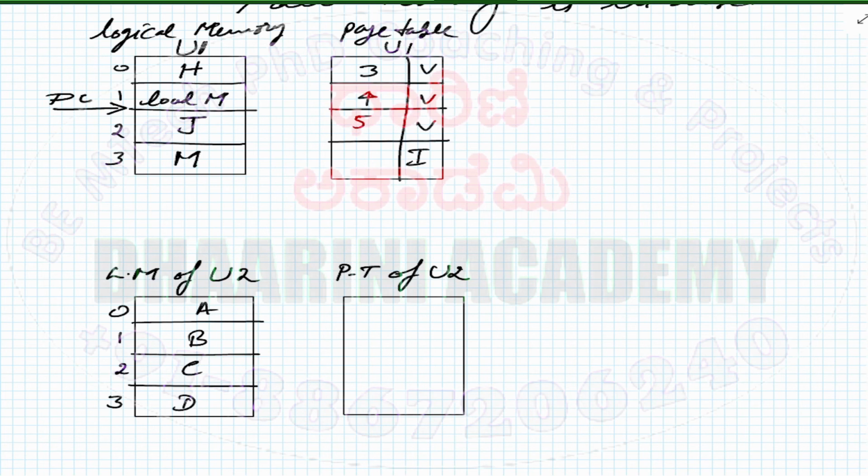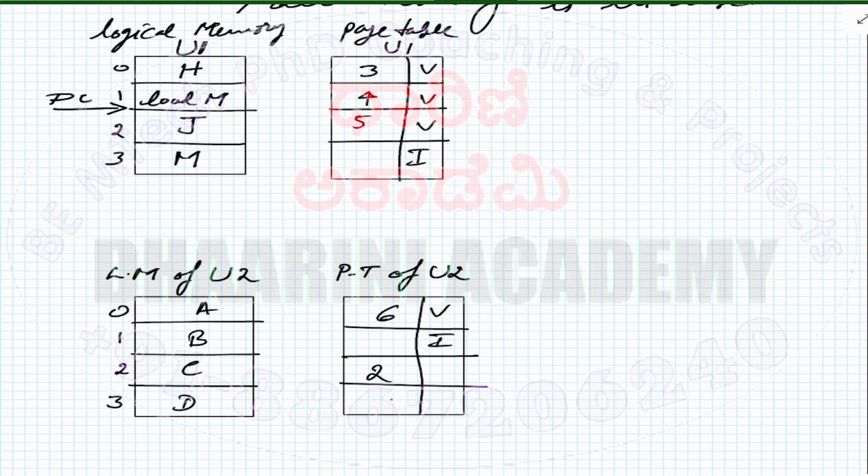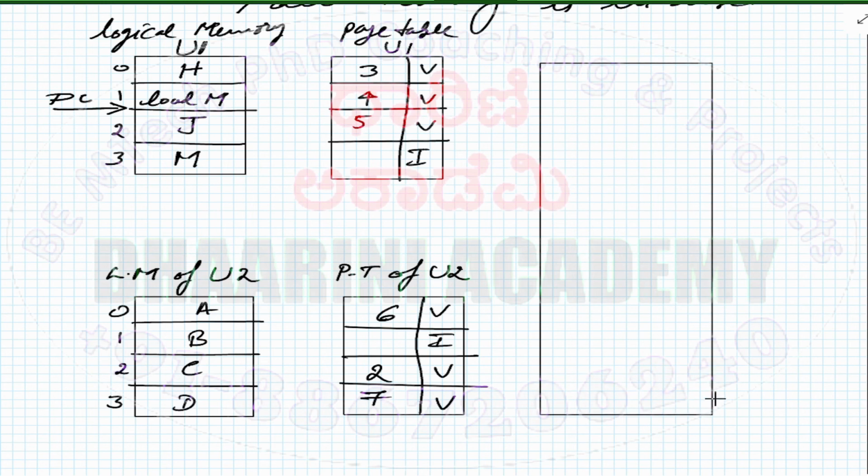Now let's write the physical memory. Sorry, before the physical memory I'll finish the page table of the second user. So this is the page table of the second user, and I have the same 4 locations over here. Say this is 6, valid, that is invalid, this is 2, valid, this is 7, valid. Okay, now let's go to physical memory. Let's write the physical memory.